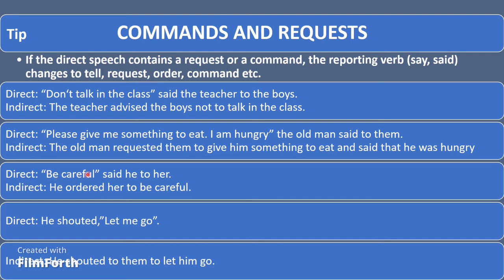Direct. Be careful, said he to her. How do you change it into indirect? He ordered her to be careful. Direct. He shouted, let me go. Indirect. He shouted to them to let him go. Now here you will have to introduce the words to them, children, because he's shouting at someone, right?